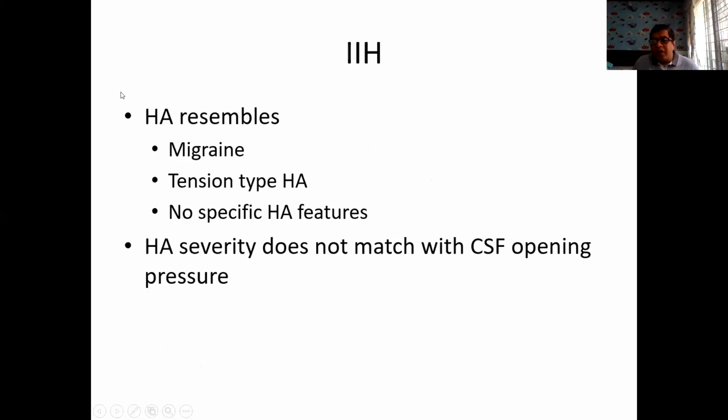The headache of idiopathic intracranial hypertension may mimic migraine or tension type headache. There are no specific headache features. This has come from the large Idiopathic Intracranial Hypertension Treatment Trial, where the commonest headache was migraine-like headache. So if you just go on the history of headache, you can't diagnose IIH. And the headache severity does not match the CSF opening pressure. It doesn't mean that someone must have severe headache to have a very high intracranial pressure.